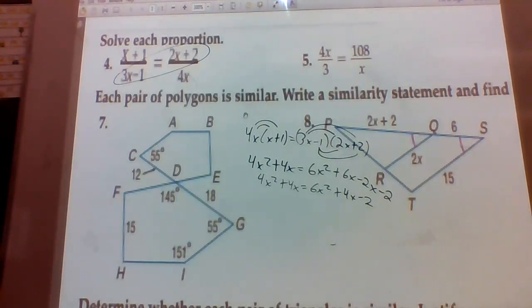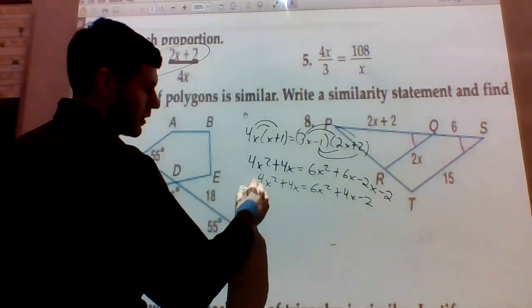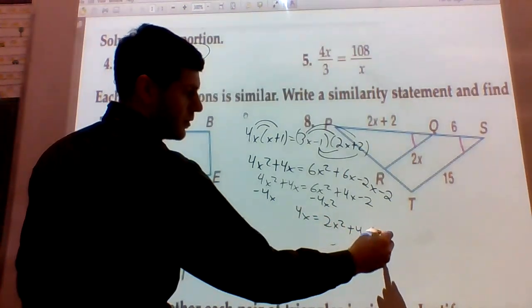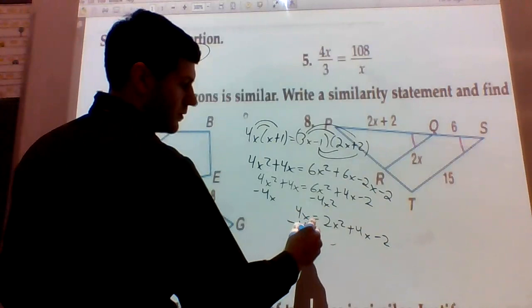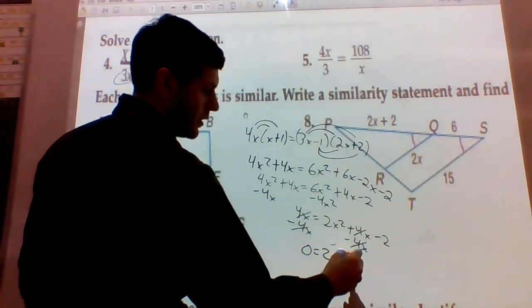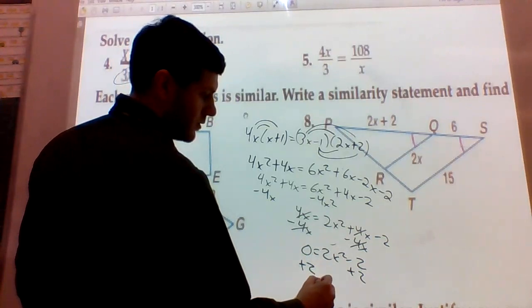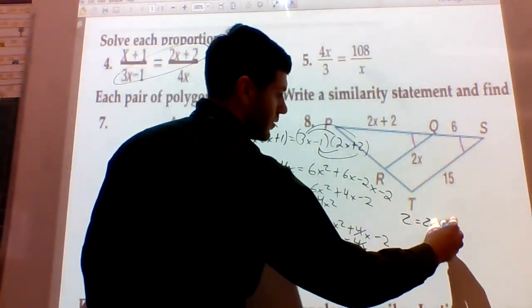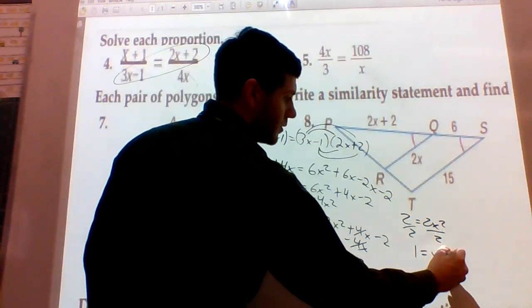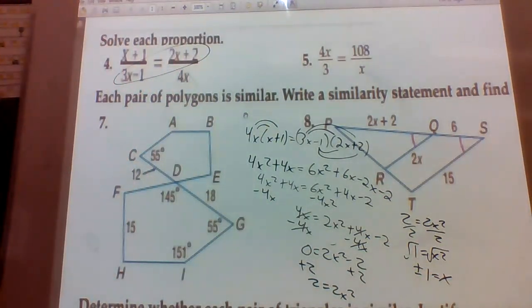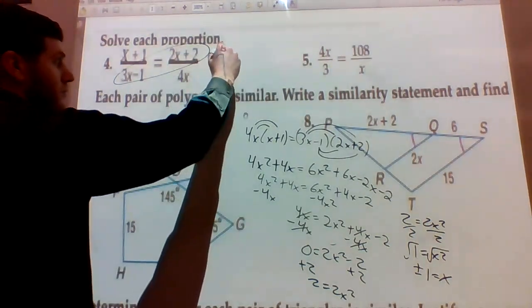So now we want to move everything to one side. We want to simplify as much as we can. So if we subtract 4x squared from both sides, we get 4x is 2x squared plus 4x minus 2. Then we can subtract 4x from both sides. So all the 4x's are going to end up canceling out. So we're left with 0 equals 2x squared minus 2. Add 2 to both sides. 2 equals 2x squared. Okay, we can divide both sides by 2. We get 1 equals x squared. Take the square root of both sides. We get plus or minus 1 equals x, right? 1 squared is 1, and negative 1 squared is also 1. So it could be plus or minus 1. X equals plus or minus 1.